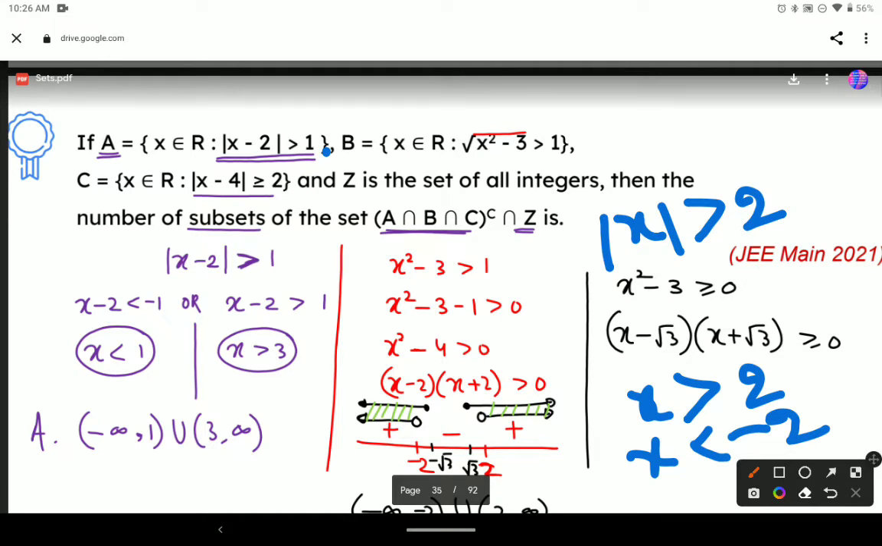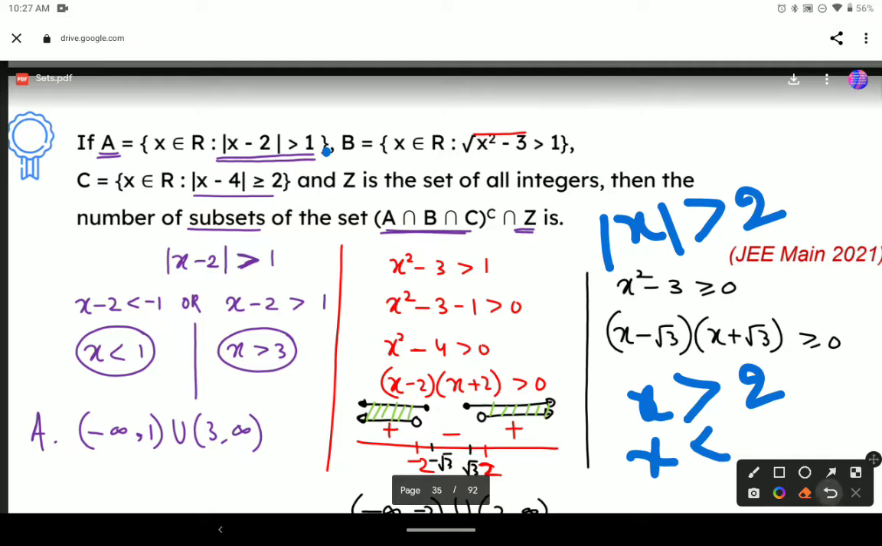Suppose we take modulus of minus 3, which results in 3. Here x is 3. Both are the same, right? So for a modulus function, if you remove modulus, x is greater than 2, and if you put a minus, the inequality changes: x is less than minus 2. So this is how you should apply modulus. This is the first set.